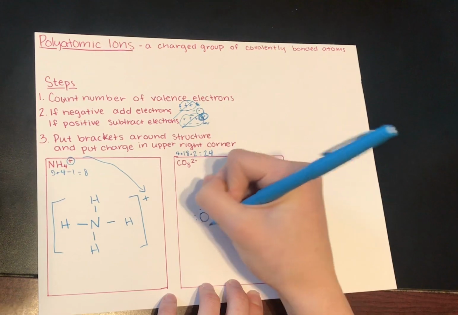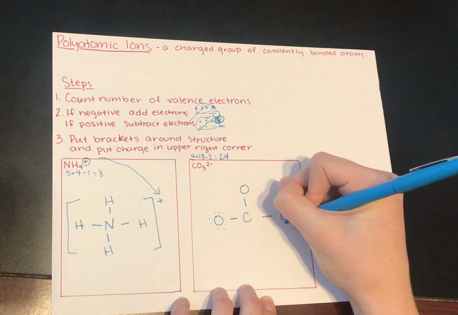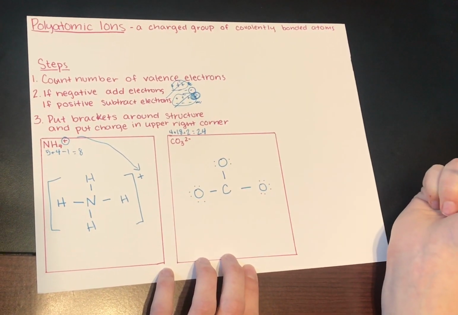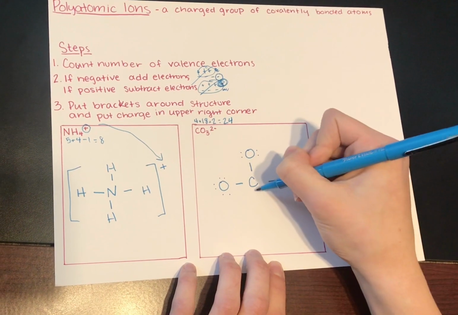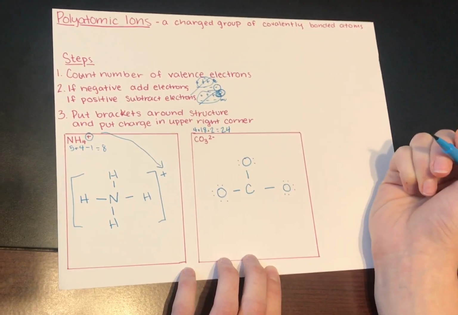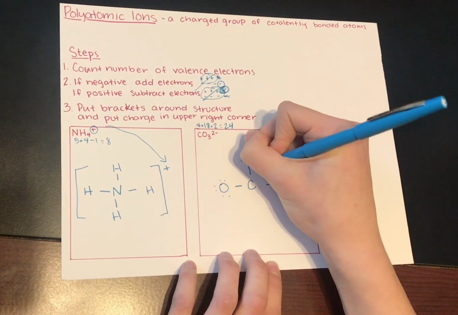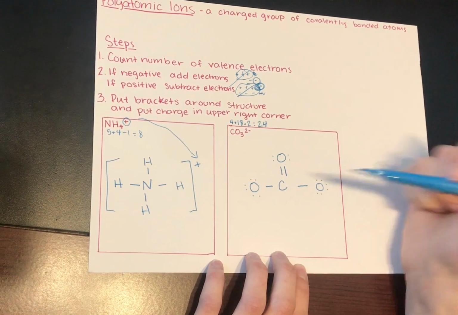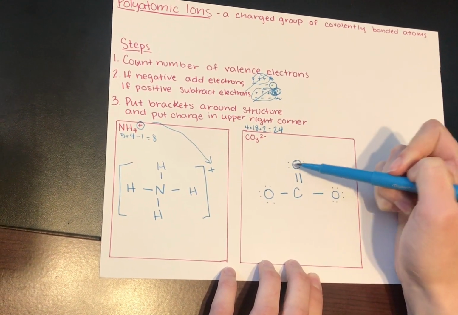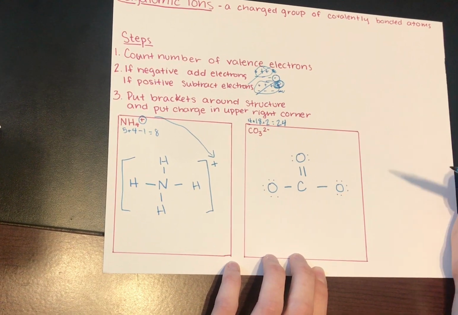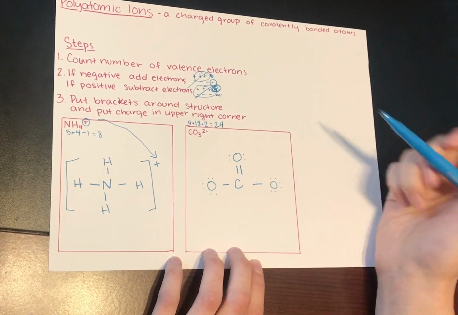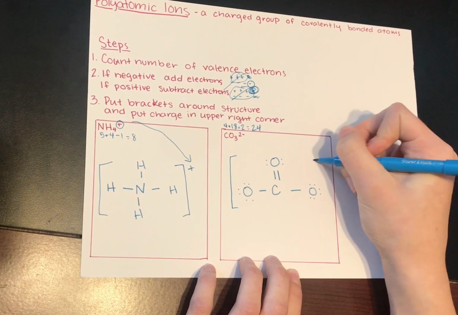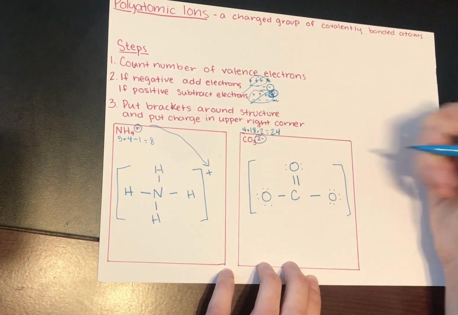So 2, 4, 6, 8, 10, 12, 14, 16, 18, 20, 22. So we only need 2 more electrons. But if we add 2 here and 2 here, that would be too many. So this is where the double bonds come in. If you make a double bond here, there's no need for electrons here or here, because now we have the right amount. So 2, 4, 6, 8, 10, 12, 14, 16, 18, 20, 22, 24. That's enough electrons, so the double bond helps. Then finally, you're going to put brackets around the structure, like we did last time, and then put the charge in the right-hand corner.